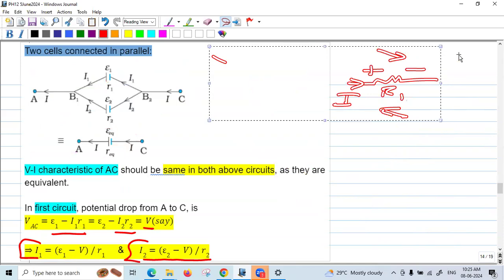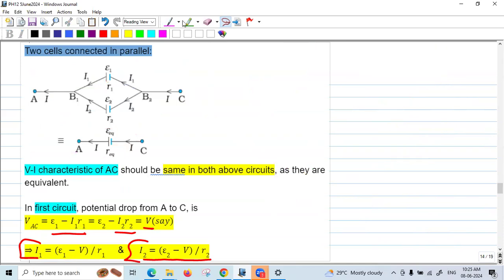Okay, and we have to replace by a single equivalent cell. This is the first cell, E1, internal resistance R1, and second cell E2, internal resistance R2. These two cells are in parallel because the first cell is connected across the terminals B1, B2. The second cell is also connected across the terminals B1 and B2. The drop across the two cells is the same, so they are in parallel.